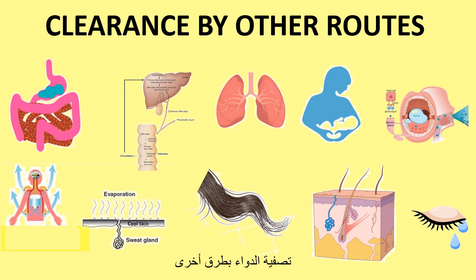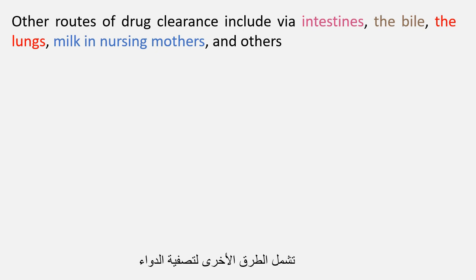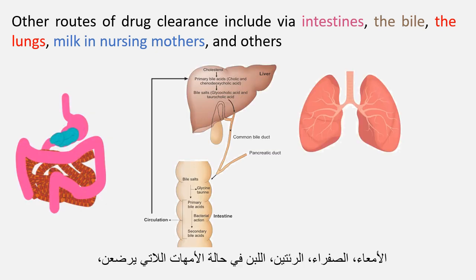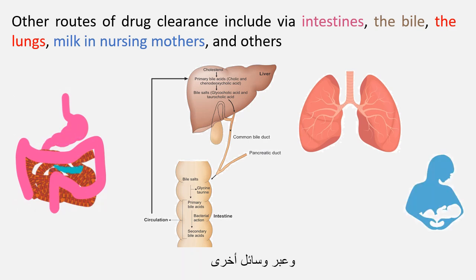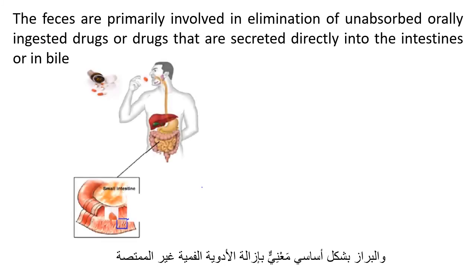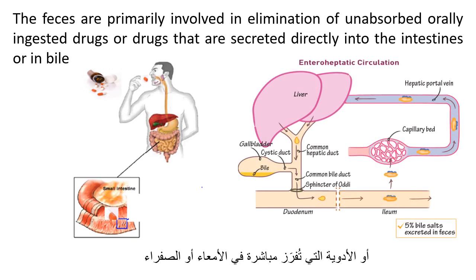Clearance by other routes. Other routes of drug clearance include via intestines, the bile, the lungs, milk in nursing mothers, and others. The feces are primarily involved in elimination of unabsorbed orally ingested drugs or drugs that are secreted directly into the intestines or in bile.